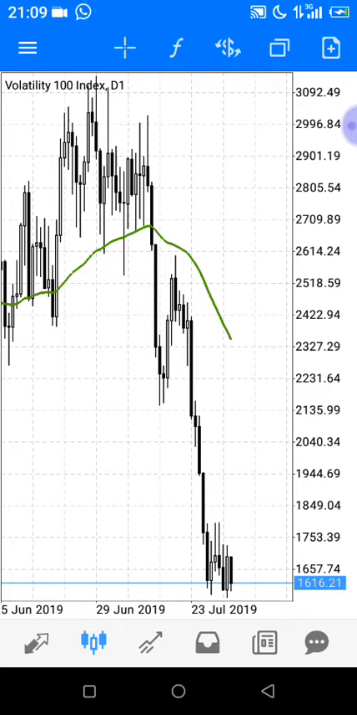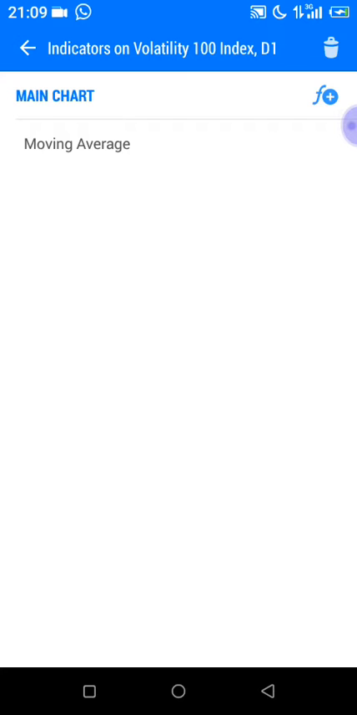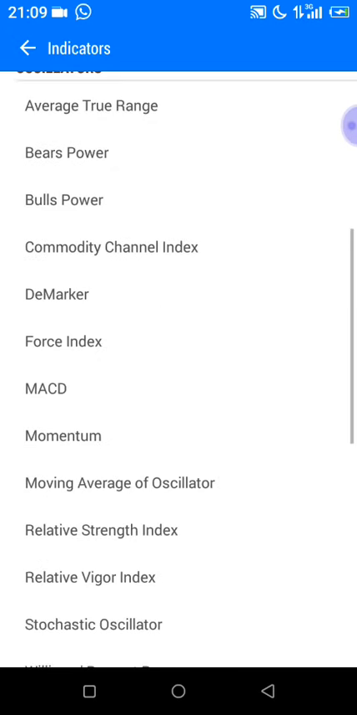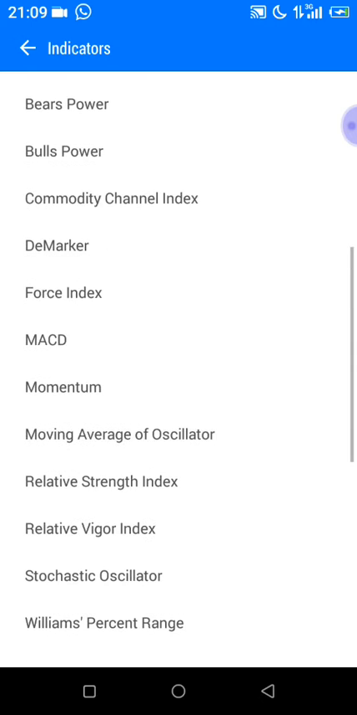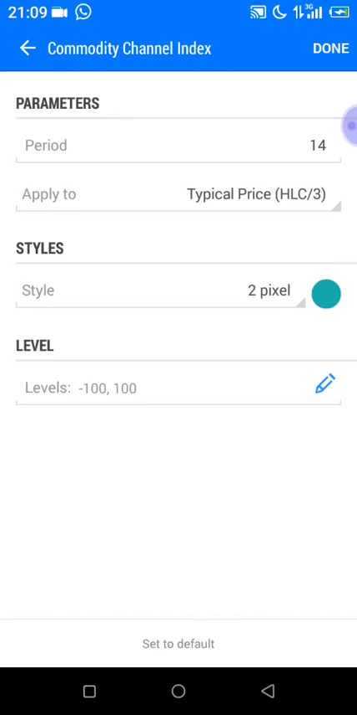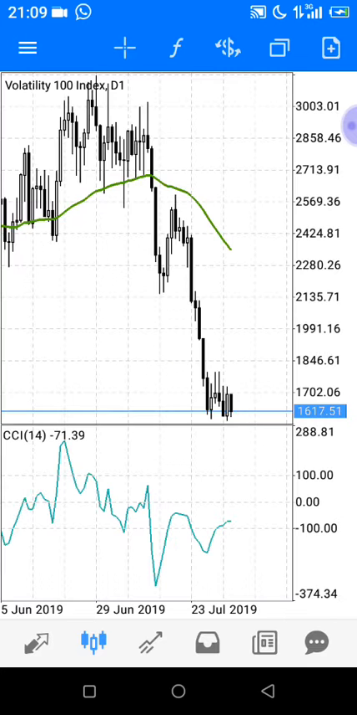Okay, so the next thing you're going to add is the commodity channel index. This will add it to the indicator window. Here it is, and the period should be 14, and it should apply to the default settings, and then you click done. So you should have something like this.